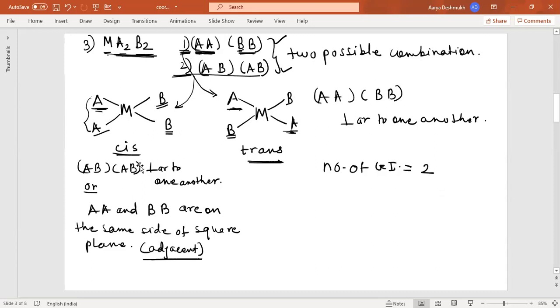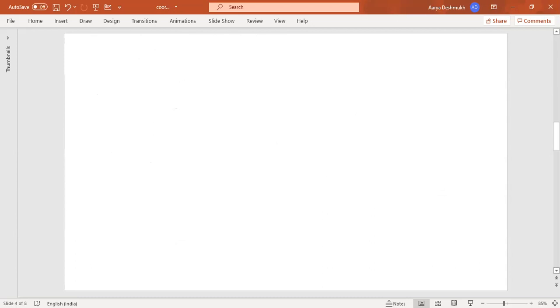Now, cis means always remember adjacent positions, the same groups adjacent to one another, and the other groups attached on the other side of the complex, perpendicular to one another, at the opposite position like this. Okay. Now the next type of complex, the fourth one, we are talking about the square plane, MABCD.